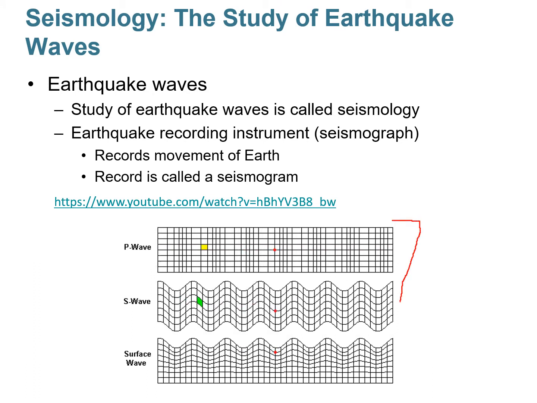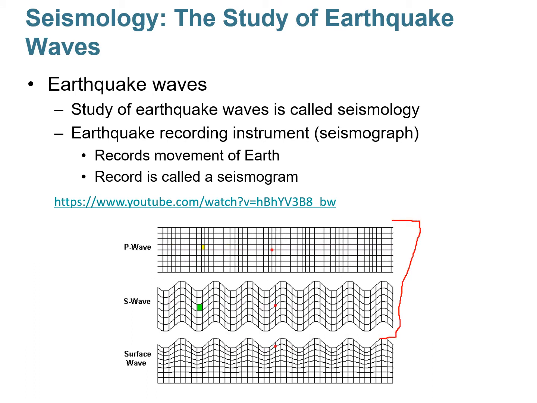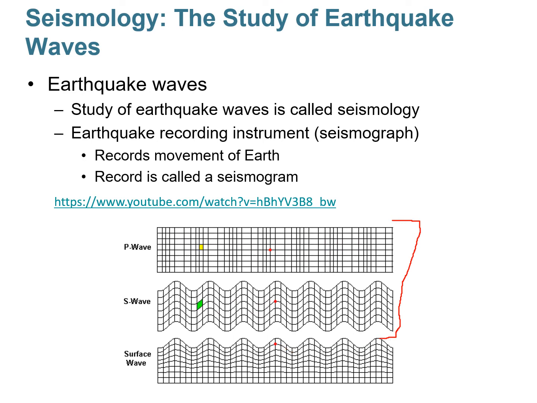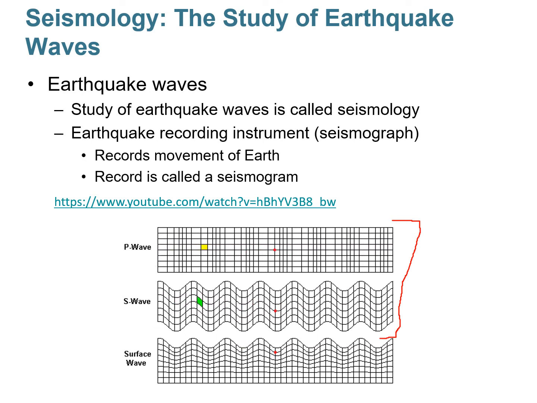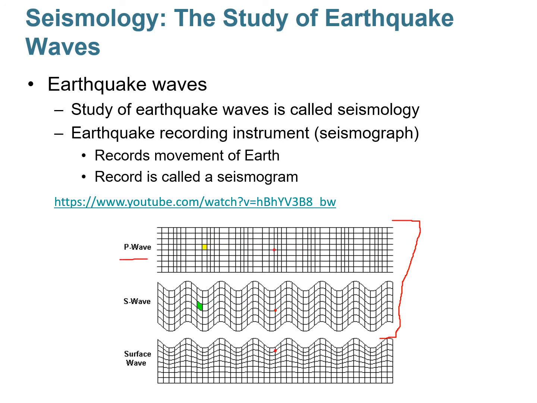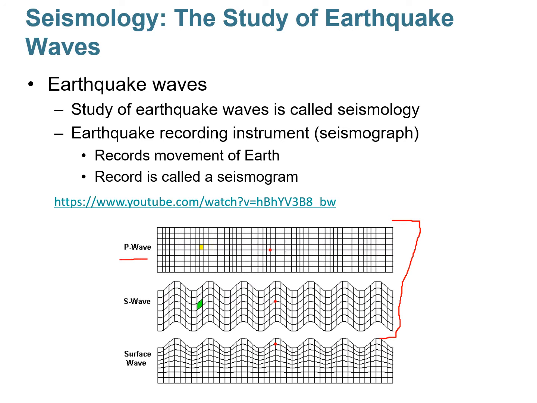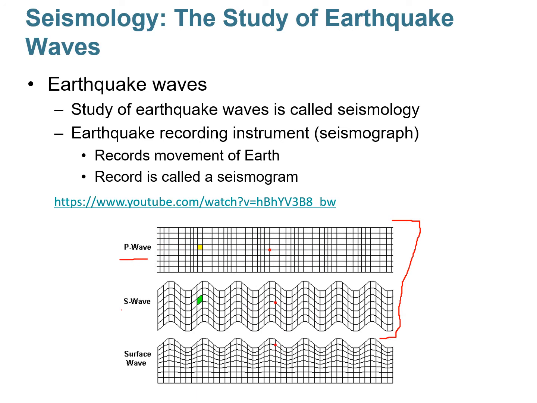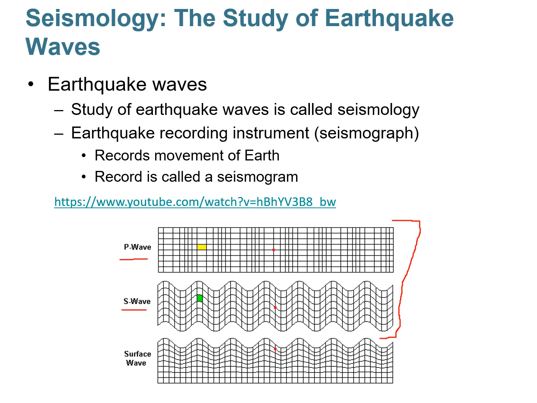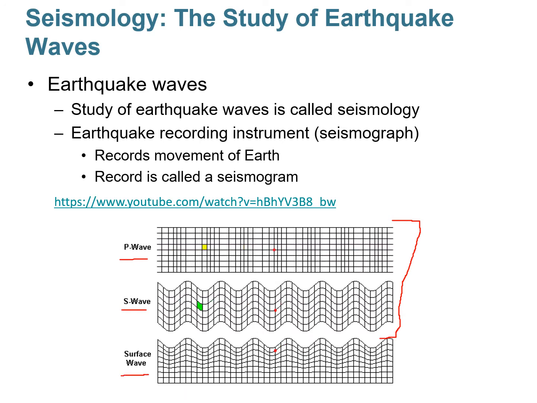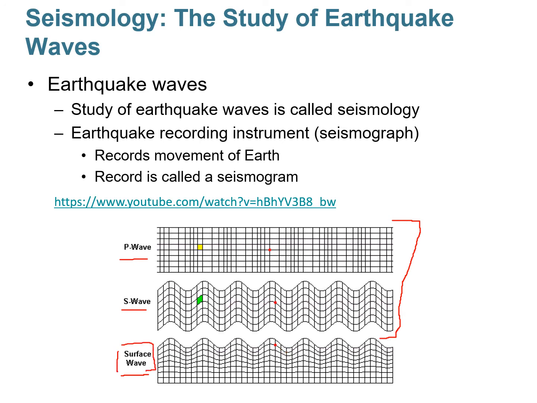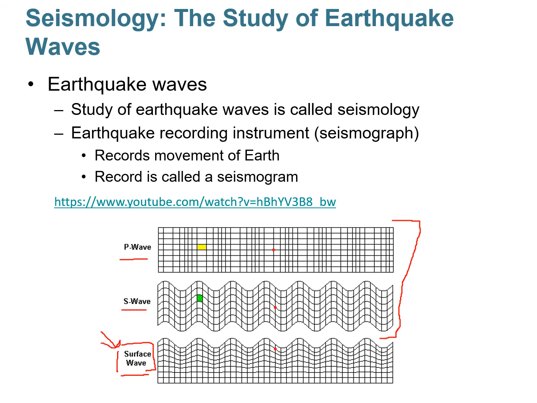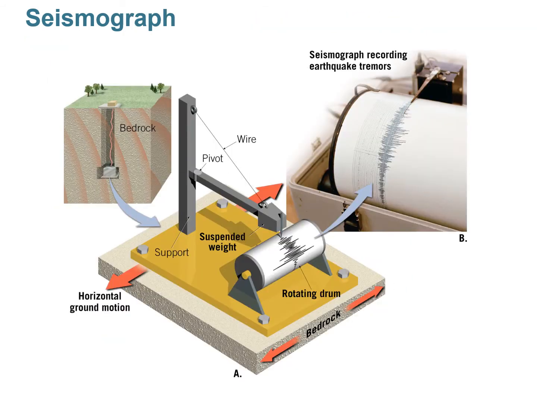These first two here, P and S waves, are called body waves. That's a primary wave and a secondary wave. Primary waves arrive first at the seismograph, then secondary waves follow. And then surface waves arrive last. They have the slowest velocity, but they have the highest amplitude, and these are the ones that cause all the major destruction.